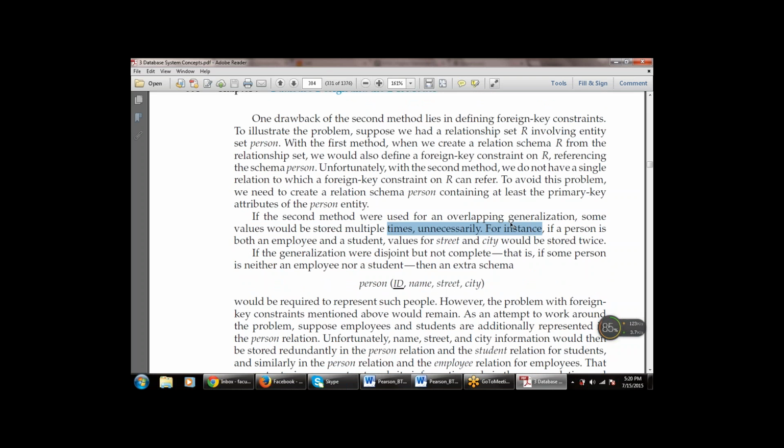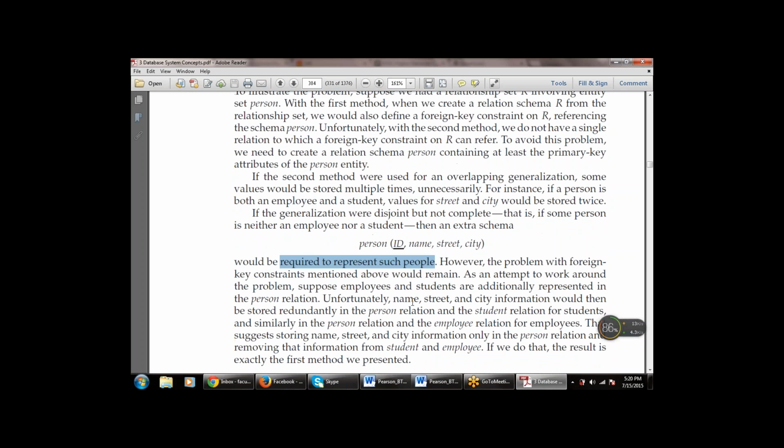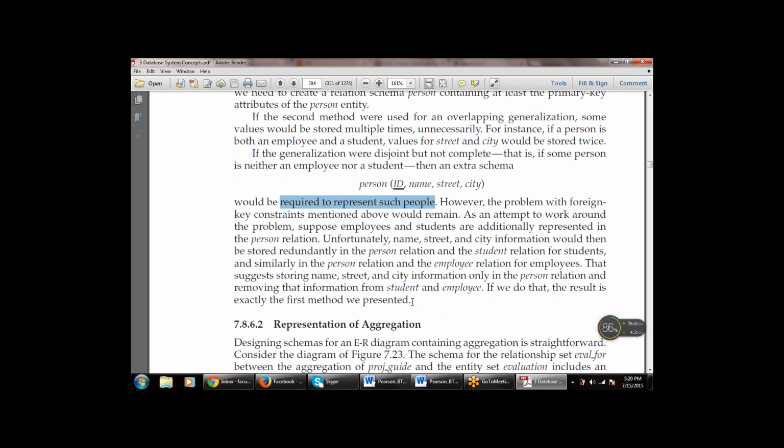Now this second method is used for an overlapping generalization. That is, the generalization is disjoint but not complete. If some person is neither an employee nor a student, then the extra schema, person, ID, street, city, would be required to represent such people. So multiple people will be represented with the help of the ID, the name, the street, and the city. If we do so, the result is the first method that was presented.